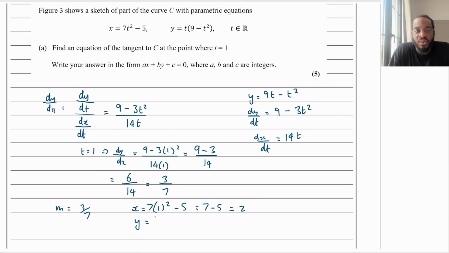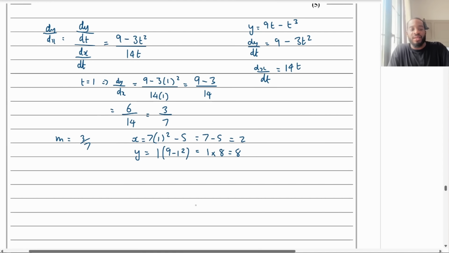y is going to equal, t is 1, 9 minus 1 squared, which is going to be 1 times 1 squared is 1. 9 minus 1 is 8. This is just 1 times 8, which is 8. So x equals 2, y equals 8. So we've got everything we need now. We've got the coordinate (2, 8). We've got the gradient m, 3 over 7.